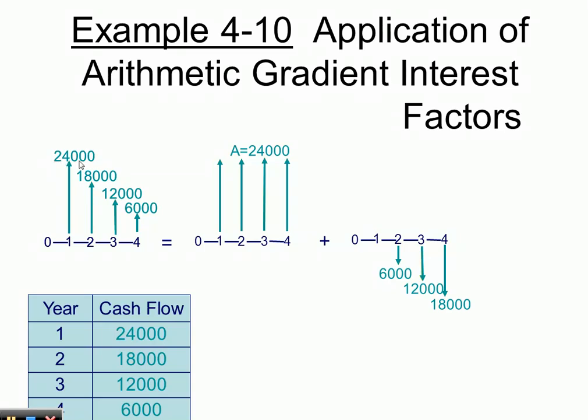So between 24,000 and 18,000 there's a 6,000 difference. So minus 6,000, then minus 12, minus 18. So you see it's decreasing. This is our negative 6,000, that's our G. Then multiplied by 2 is going to be negative 12. And then multiplied by 3 is going to be negative 18. Exactly what we expect. So this is our G, gradient amounts.